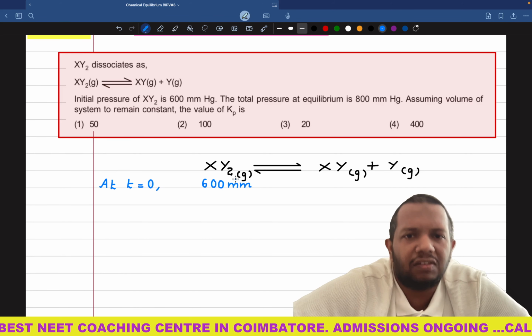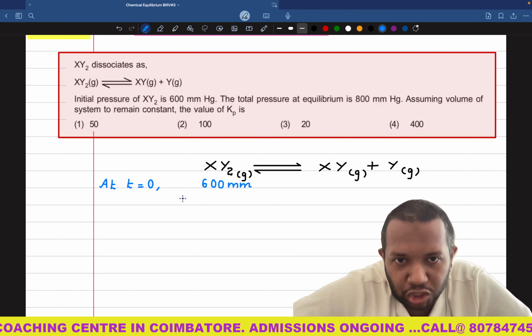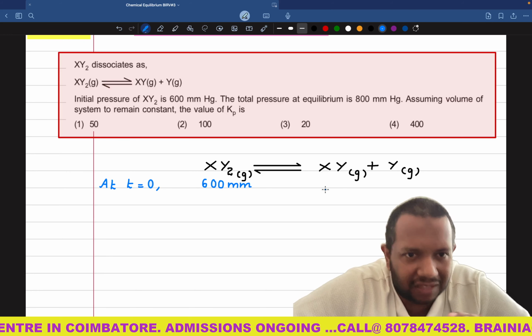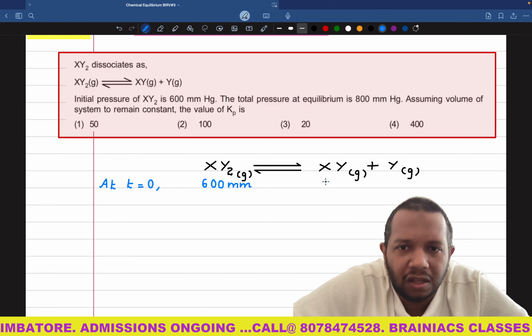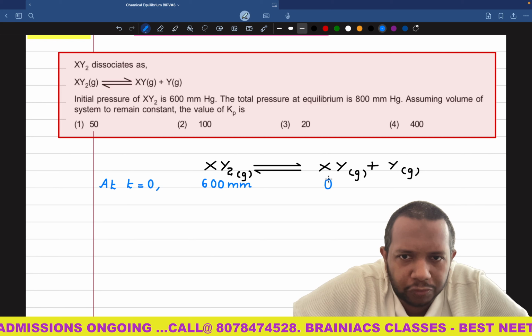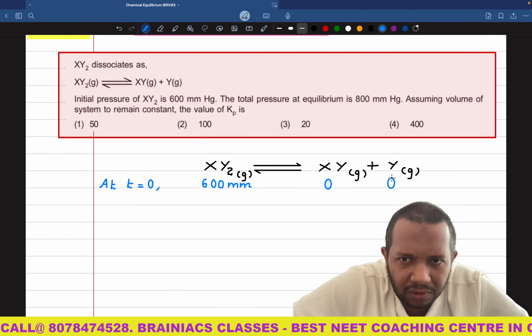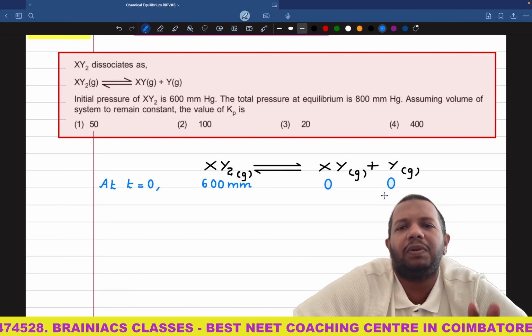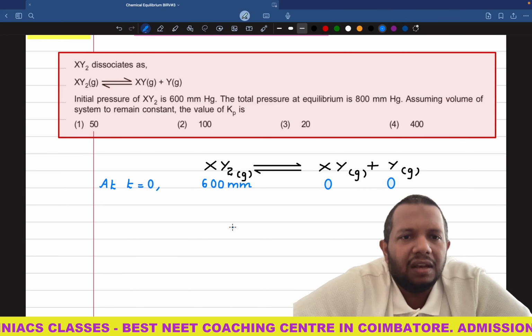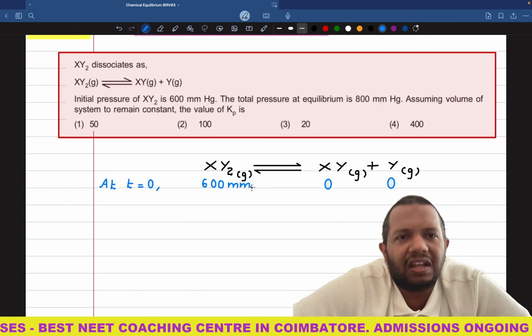600 mm is the initial pressure. Now we know that initially there are no products. That is when the reaction has just started. So there is no pressure caused by xy and no pressure caused by y. So this pressure would be 0 mm. Now we know that the reaction has started.